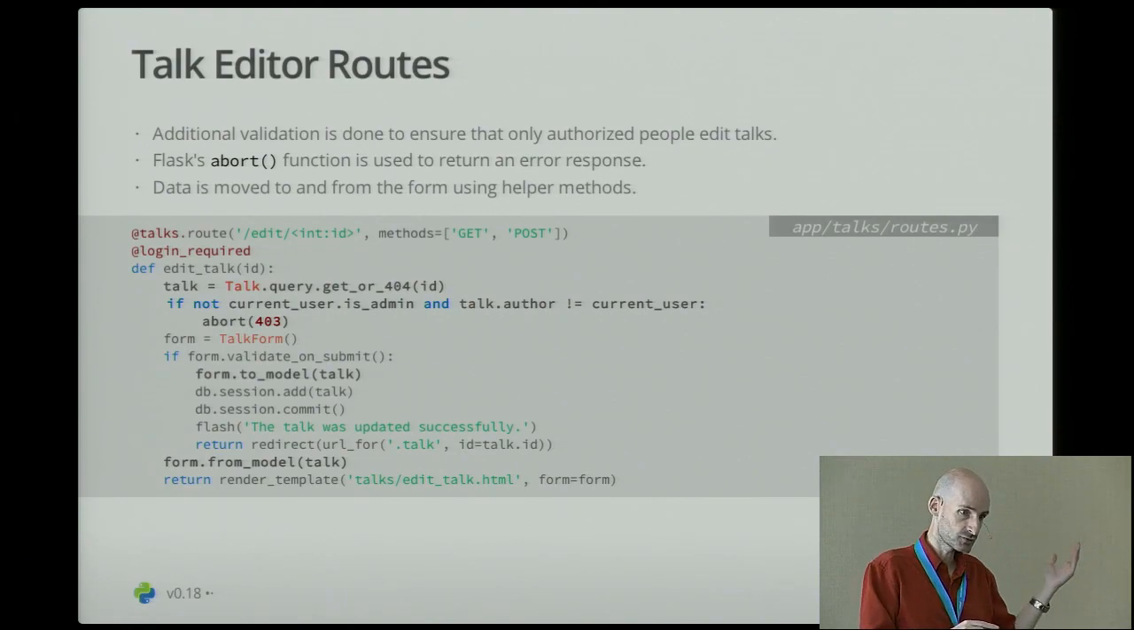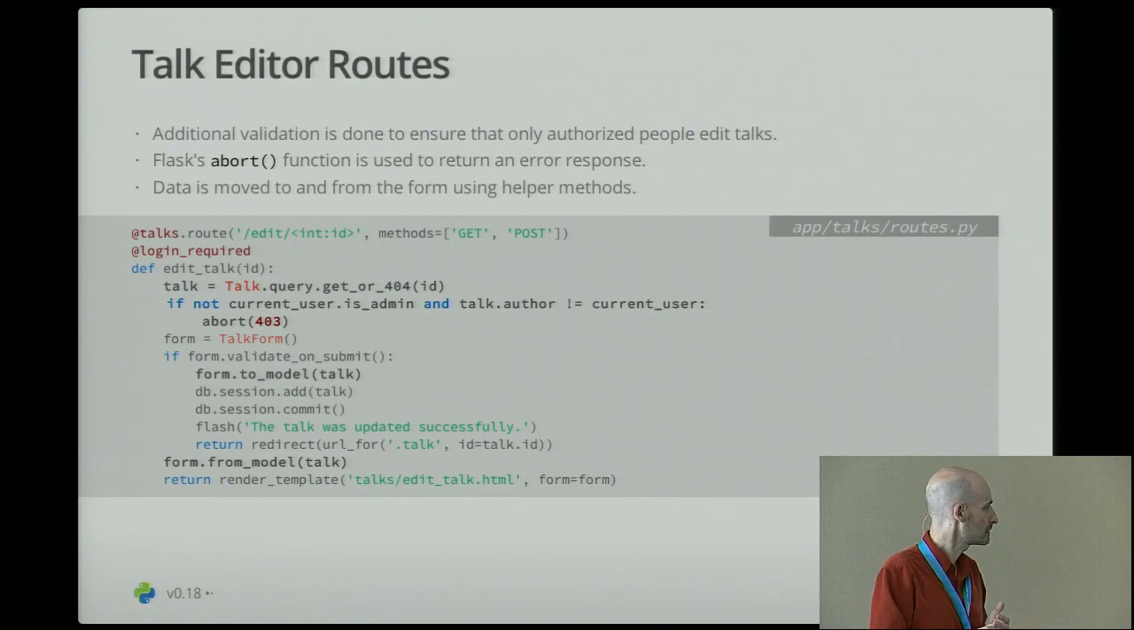If someone tries to edit a talk that that person is not the author of, then I abort with a 403 error. That's the permission denied or something like that. That's an HTTP error code. And abort throws an exception, so I don't need to say return abort. It just stops everything there.